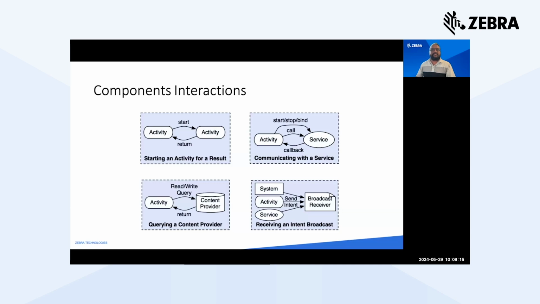Similarly, when communicating with services, you can start the service or stop the service, and you can get the service result back. With content providers, you can query a content provider and you will get back a result from the corresponding application. And with intent broadcast, you can receive the broadcast once you register for it, and you will receive back the response from various systems, activities or services.